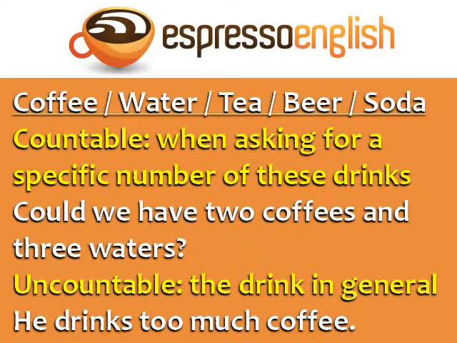Coffee, water, tea, beer, and soda are countable when asking for a specific number of these drinks. Could we have 2 coffees and 3 waters? They're uncountable when talking about the drink in general. He drinks too much coffee.